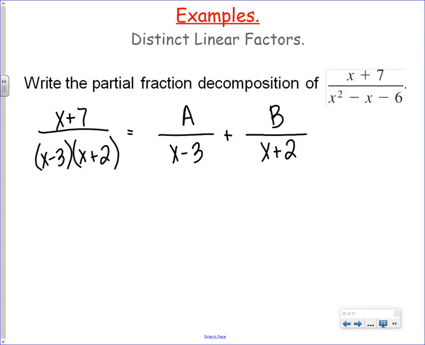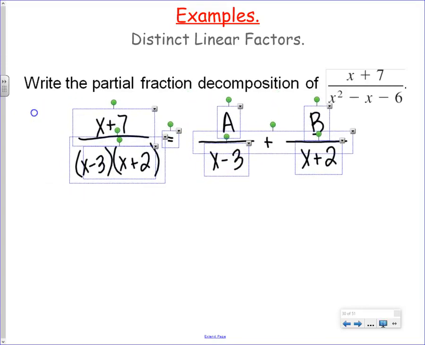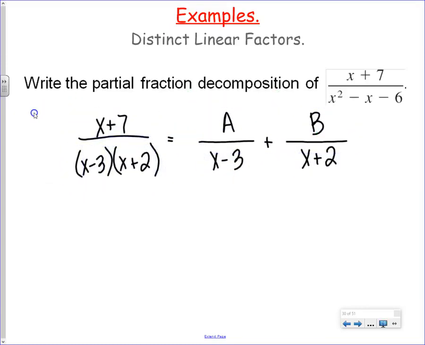Now, what does step 5 say to you? Multiply both sides of the equation by the original denominator, aka the whole denominator. Which means I'm going to multiply both sides by x minus 3 times the x plus 2. What I do on one side, I have to do on the other.